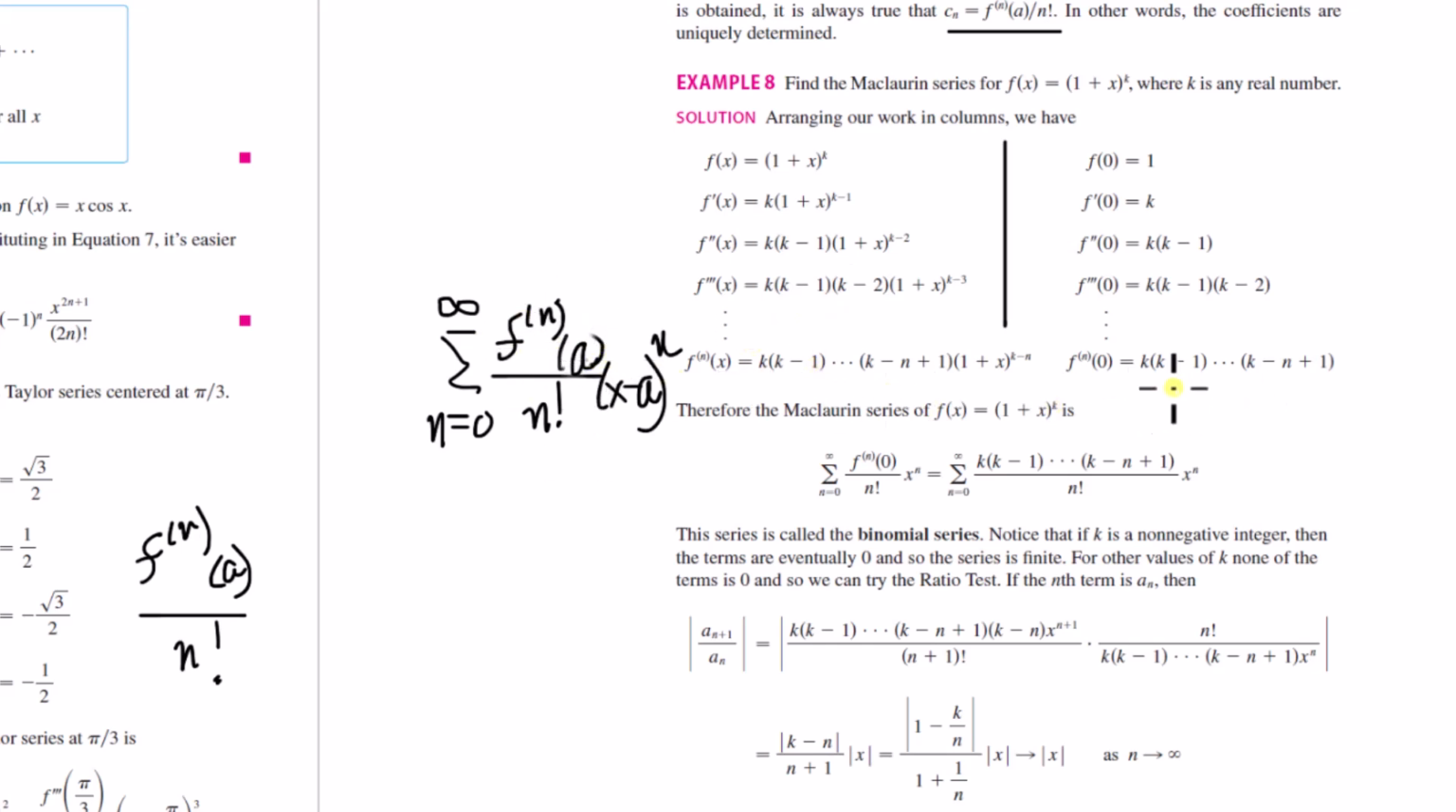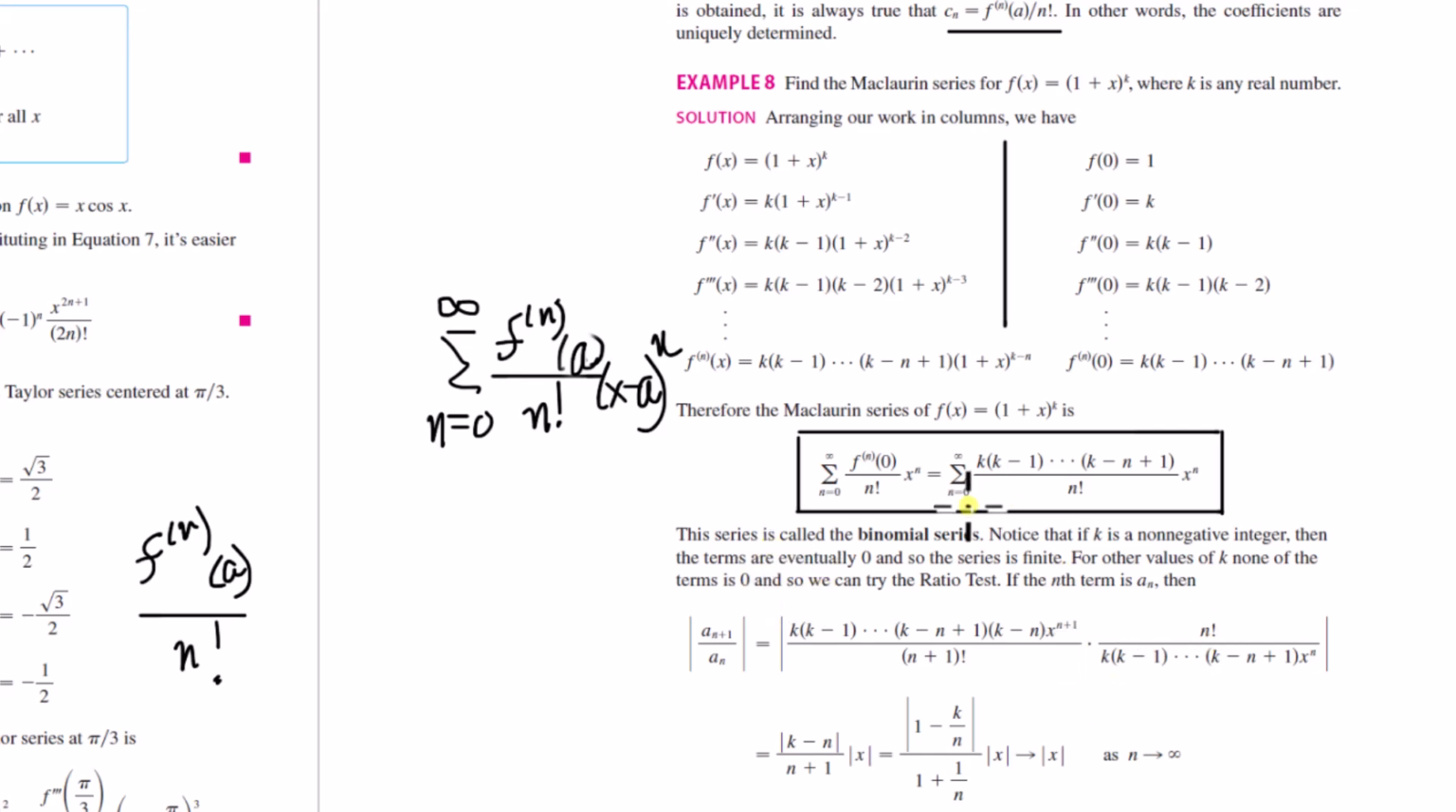But it might be the case that you couldn't come up with an exact formula like this, so you have to write out the first 3 or 4 terms and then come up with a formula from there. But they just put this straight in here over n factorial, and x minus a is 0, so x to the n. Okay, and so that's the binomial series. This is the Maclaurin series of 1 plus x to the k power, where k is any real number.